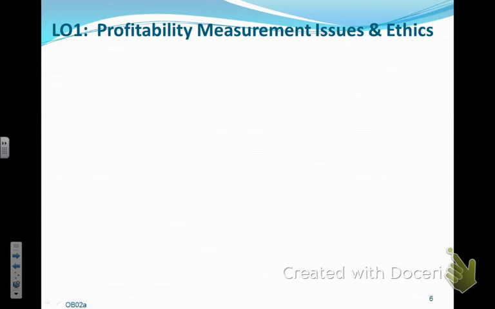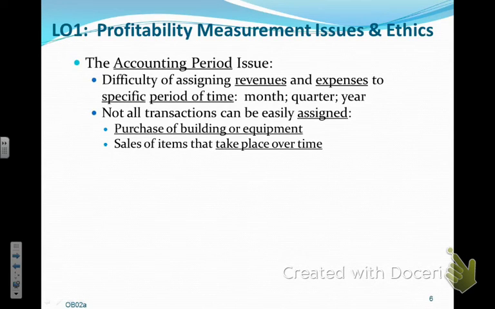Other accounting profitability issues relate to the accounting period issue. Sometimes businesses may have some difficulties in assigning revenues and expenses to a specific period of time, whether it be a month, a quarter, or a year. Not all transactions can be easily assigned to an accounting period. So for instance, the purchase of equipment or a building, you might use that building or equipment for many periods. So how do you allocate the expense associated with that building over time?